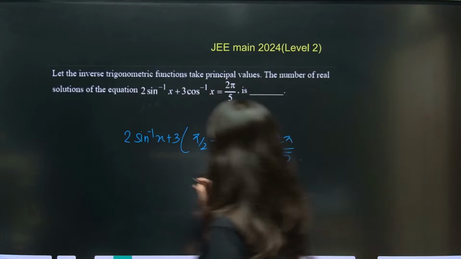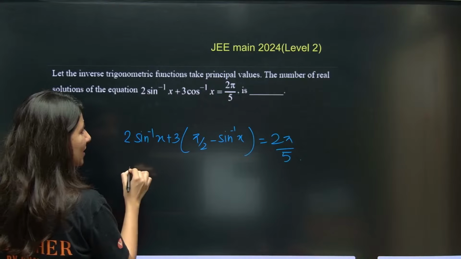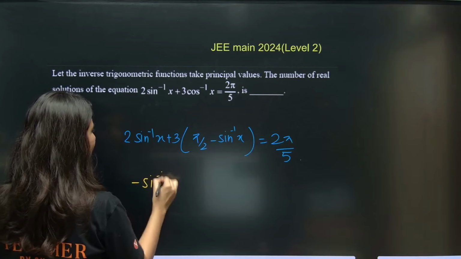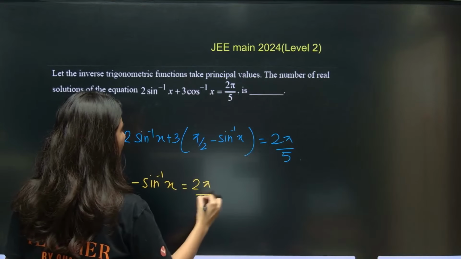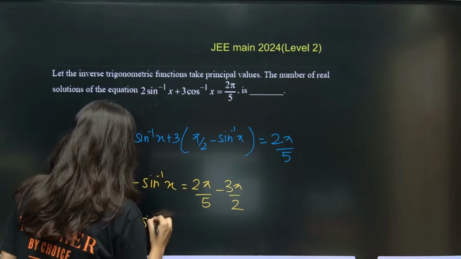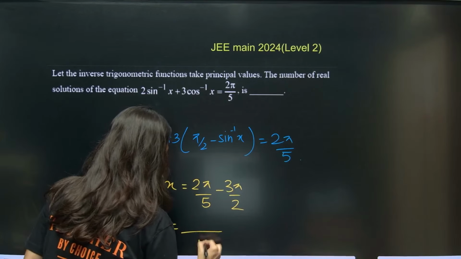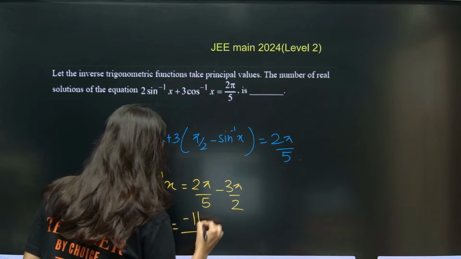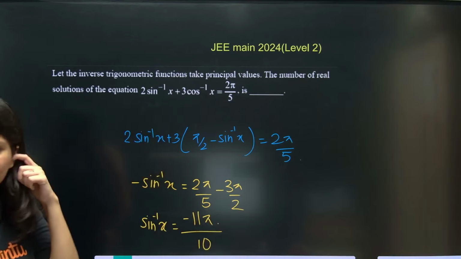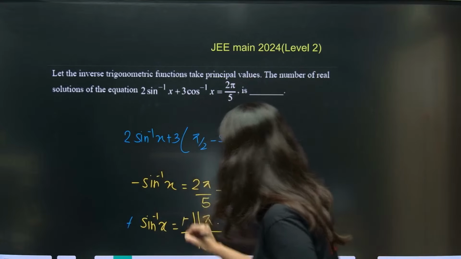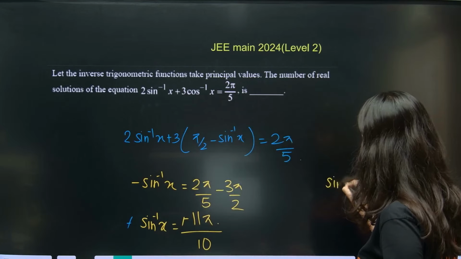Okay, so now this is what? 2 sin inverse minus 3 sin inverse. So minus sin inverse x is equal to 2 pi by 5 minus 3 pi by 2. Sin inverse x is what? 4 minus 15, so minus 11 pi by 10. Okay, so minus sin inverse, minus cancel, so sin inverse x.